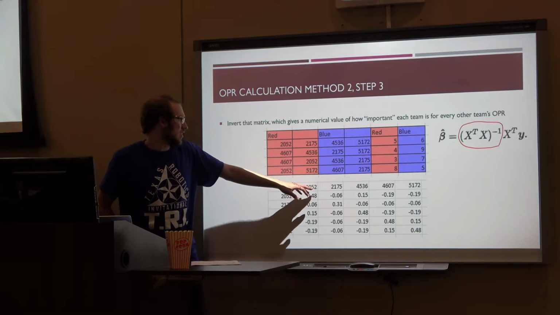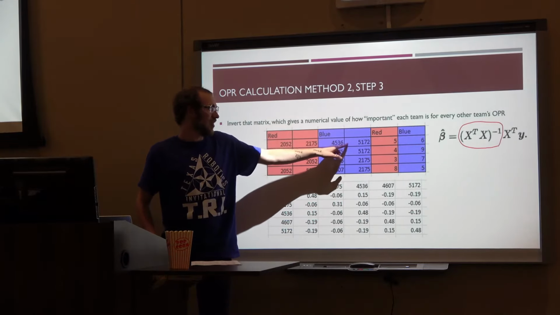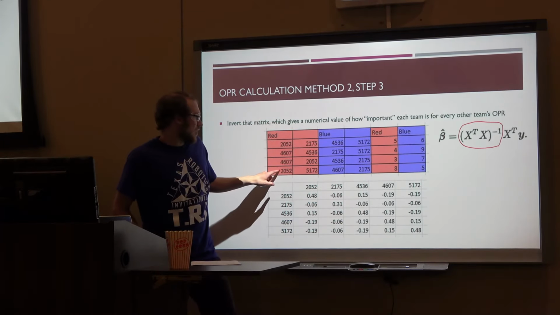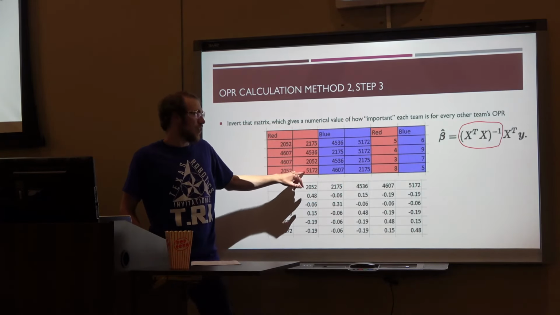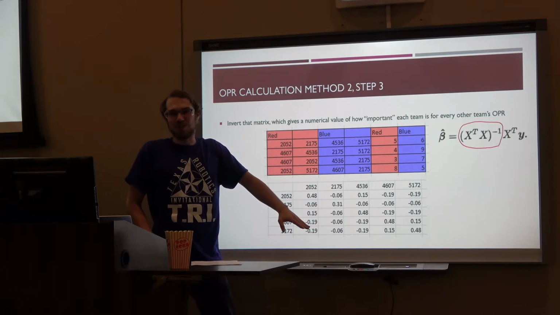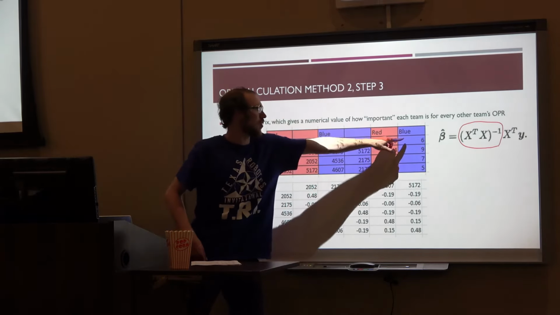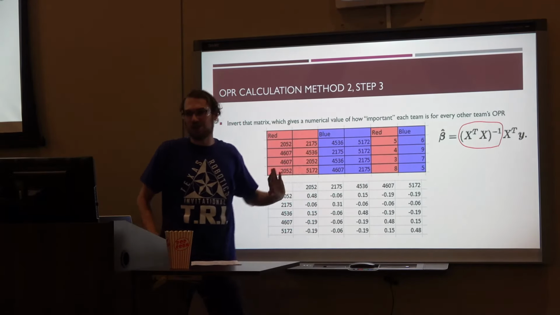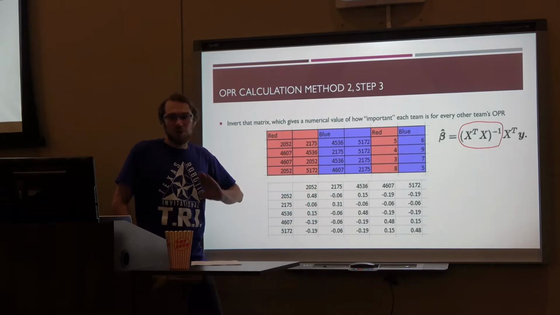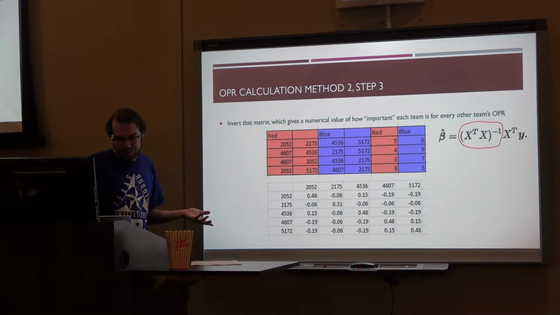if 4536 is partnered up, like up here, 4536 is paired up with 5172, say this score is really high, and this score here, this 8 that we already looked at, is very high, but all the rest of 5172's matches are low scores. That means it was probably 4536 that scored a lot of those points there, and it was probably you that scored a lot of points over here. So that's what this matrix represents. It's how important each other team is for your calculated contribution.